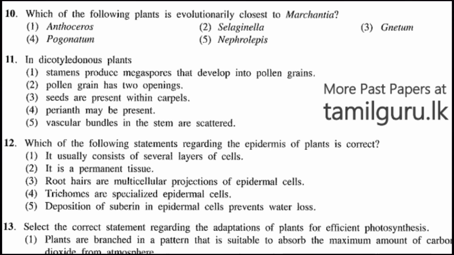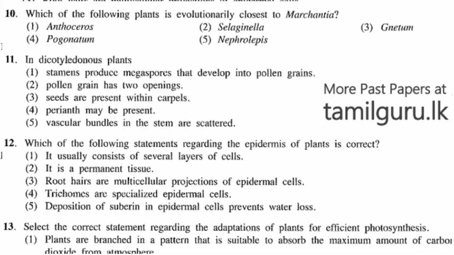The 12th question, which of the following statements regarding the epidermis of a plant is correct? Okay, the first statement says it usually consists of several layers. That is wrong. Epidermis is always a single layer. The second statement says it is a permanent tissue. That is correct. Third statement, root hairs are multicellular projections. That is wrong. Root hairs are unicellular. Fourth one, trichomes are specialized epidermal cells. That is also correct. The fifth statement, deposition of suberin in epidermal cells prevents water loss. That is wrong. To prevent water loss, they will have cutin or lipid protein, not suberin. So here there are two answers, answer number 2 or answer number 4.